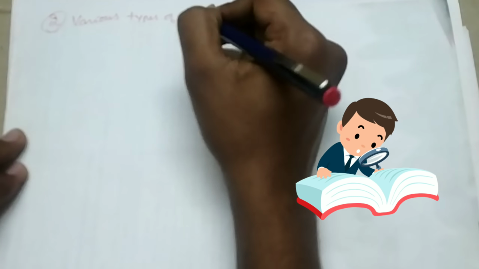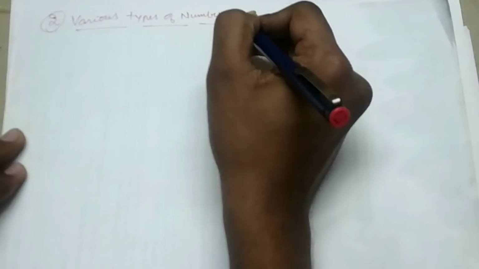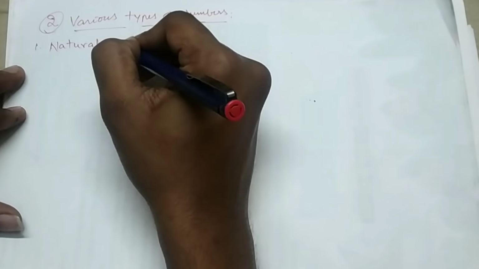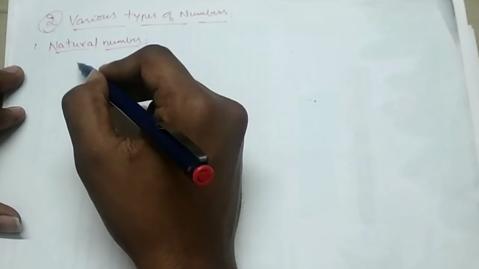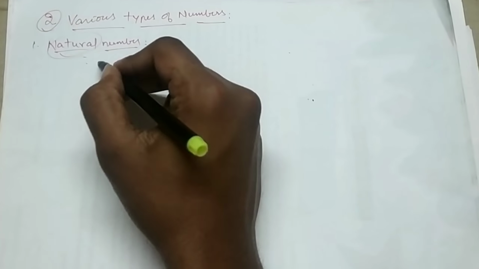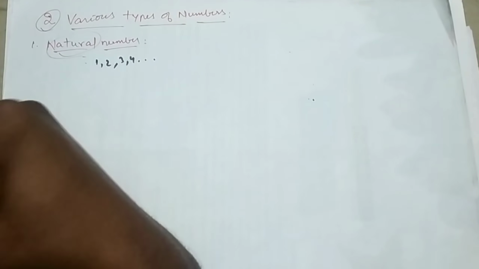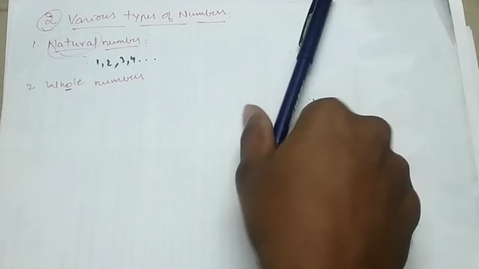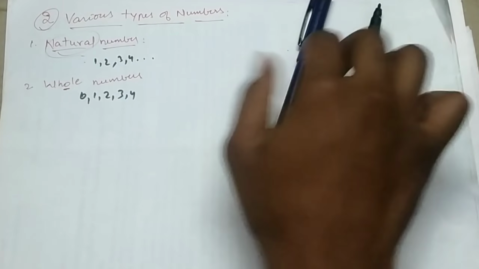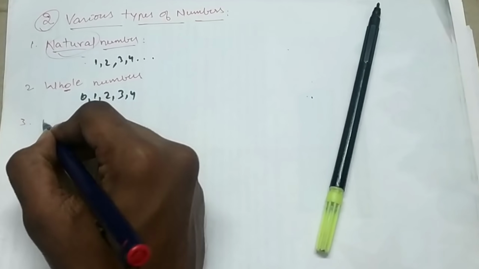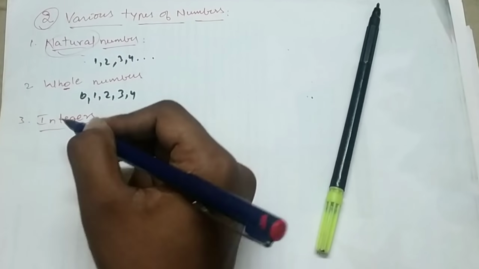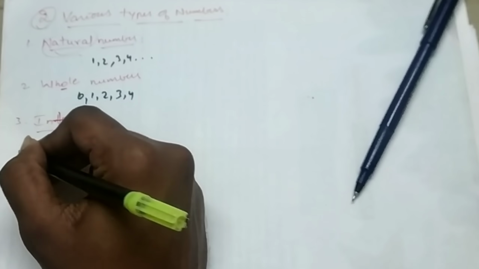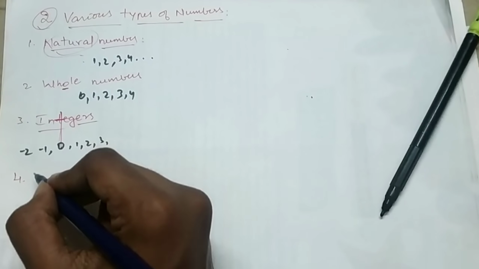Okay, let's learn about various types of numbers. The first is natural numbers. Natural numbers are counting numbers. They are denoted by N, and they are 1, 2, 3, 4 and so on. The second is whole numbers. The name itself indicates whole, which is 0, 1, 2, 3 and 4. The third is integers, which include 0, 1, 2, 3, 4 and minus 1, minus 2, minus 3, minus 4.